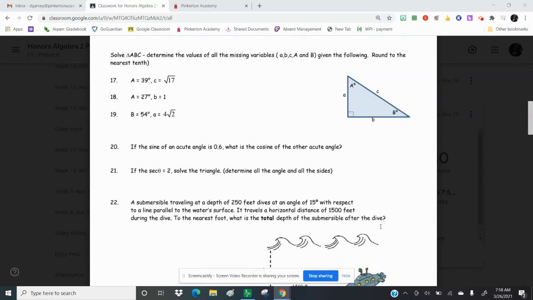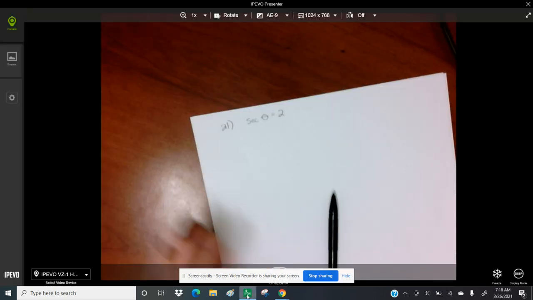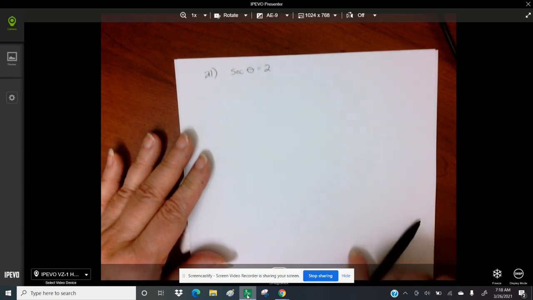This is Trig 1, number 21, and it says if the secant of some angle equals 2, solve the triangle. And when it says solve the triangle, what that means is find all the angles and all the sides. All right, so we know the secant of the angle equals 2.